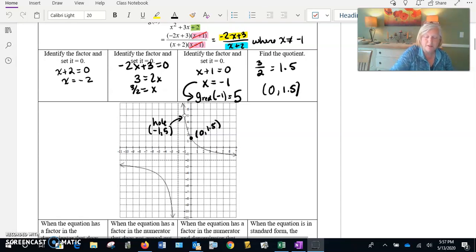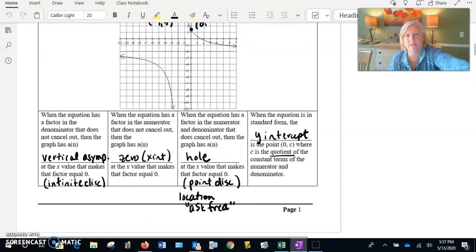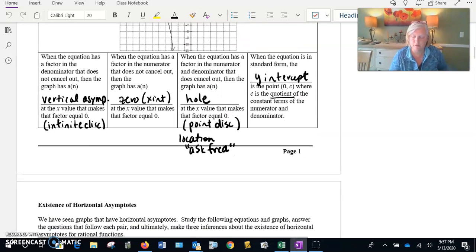We're finding it by the ratio of the constants, but it's the y-intercept. And that's the point (0, c), and c is the quotient or ratio of the constant terms. So what goes into this little spot right there is that it is the y-intercept. All right, so that's a good review of that.